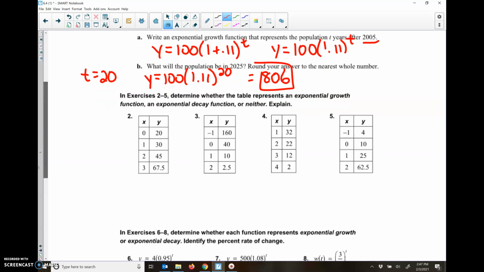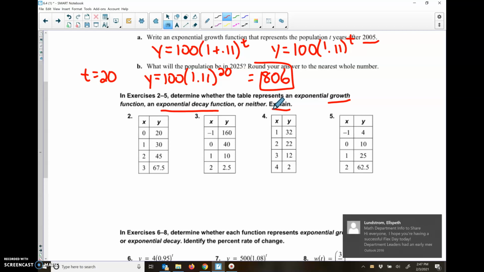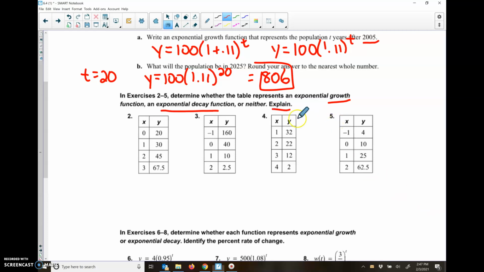Okay. 2, 3, 4, 5. It's just going to ask us in the table whether it is growing or decaying, and then explain how much it's growing or decaying by. So it could be growing exponentially with a multiplication problem, or it could be growing just steadily with an addition or subtraction problem. So let's look at number 2 here.